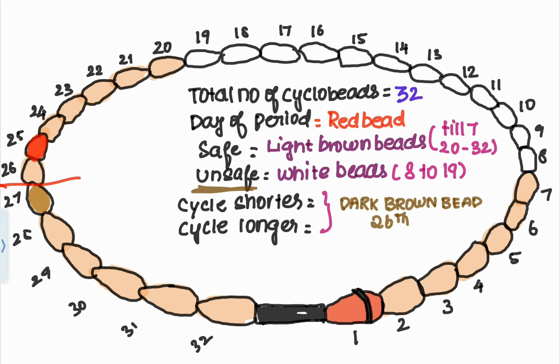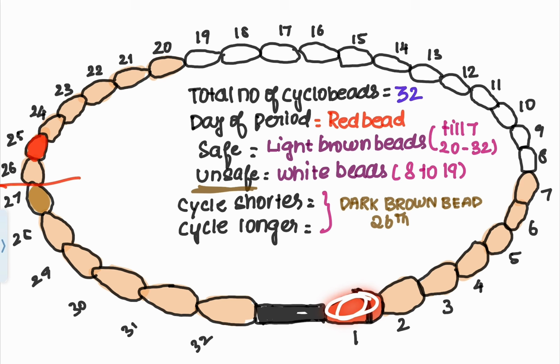If the menstruation occurs after the 27th cyclobead, it tells that the cycle length experienced by the female is more than 26 days. Clear? Yes. So with respect to the cyclobead, we have just revised everything, right?